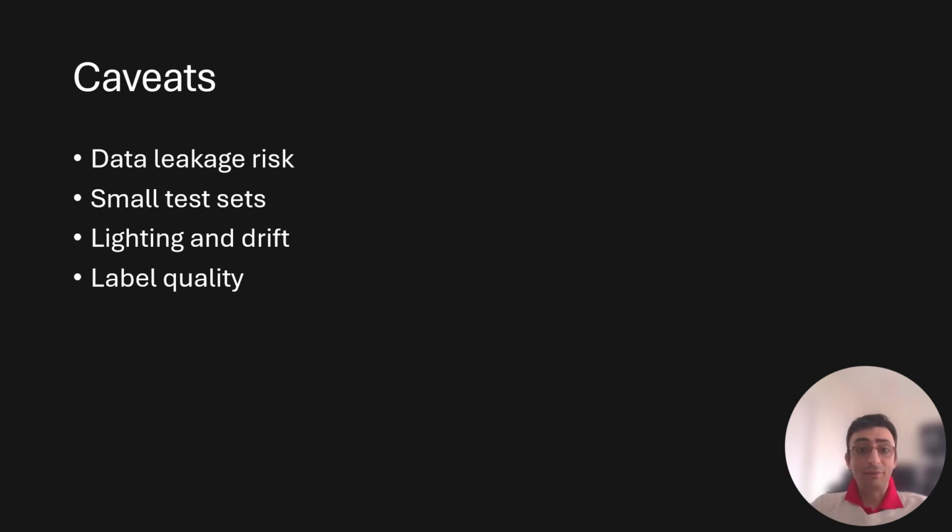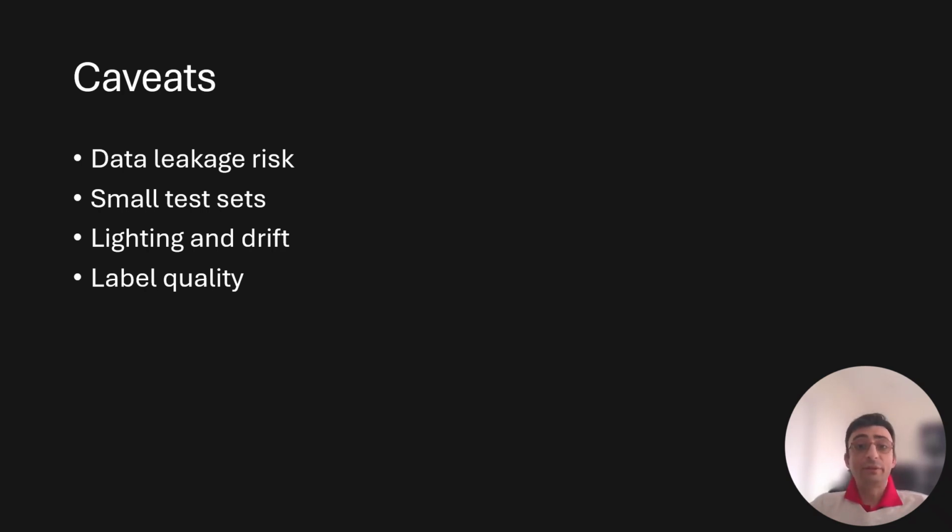So we may have data leakage risks. If multiple photos from the same box land in both train and test, you will get fake numbers. Use group-aware splits by drill holes or box trays. Small test sets: perfect scores on 20 samples are cute, but not conclusive. Use stratified k-fold CV and report variance.